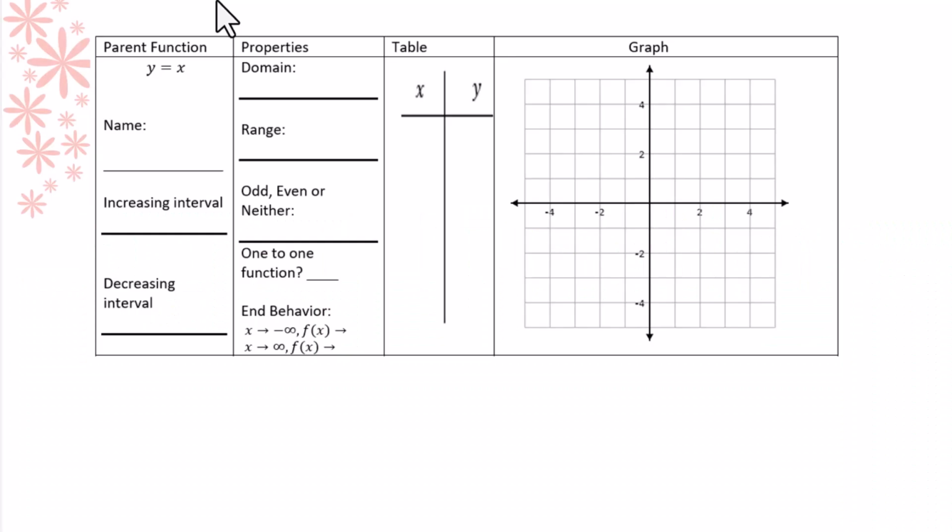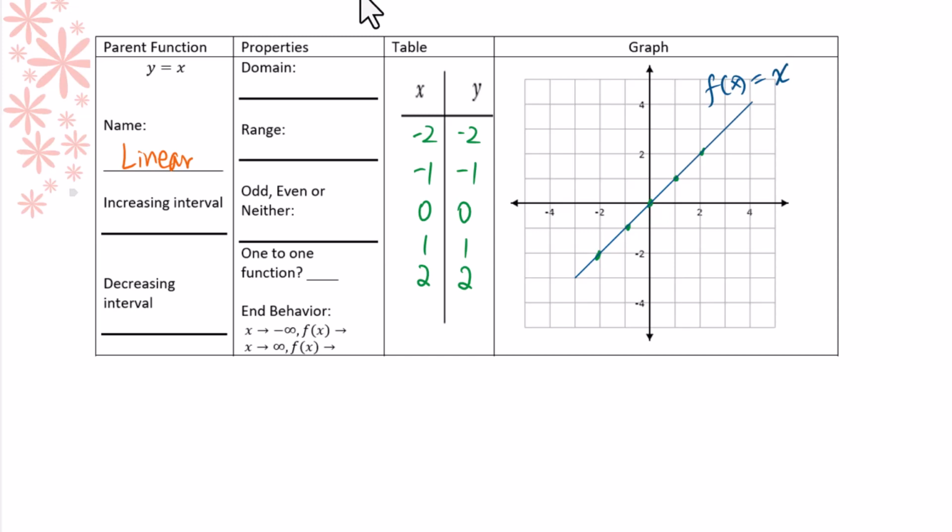This video is about parent functions. Y equals x is a linear function. Let's make a table. x values: -2, -1, 0, 1, 2. y values: -2, -1, 0, 1, 2. The points are (0, 0), (1, 1), (2, 2), (-1, -1), (-2, -2). Use a straight line to connect all these 5 points. F of x equals x.